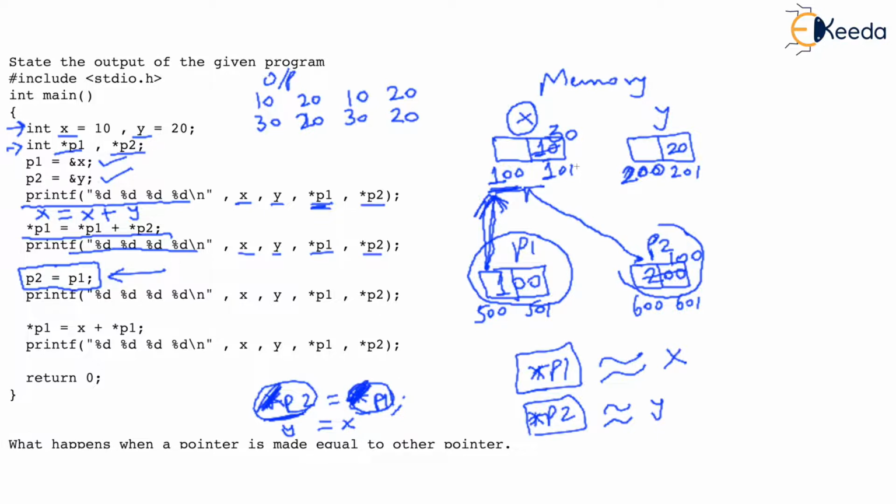This is the change which occurs. Now onwards, asterisk P1 still means X, because the value to which P1 points is X. But what does asterisk P2 mean now? Earlier it meant Y, but now it means X. Come on, P2 is not pointing to Y now. P2 is pointing to X. So now onwards, in the rest of the program, when you see the notation asterisk P2, don't read it as Y. It is X.